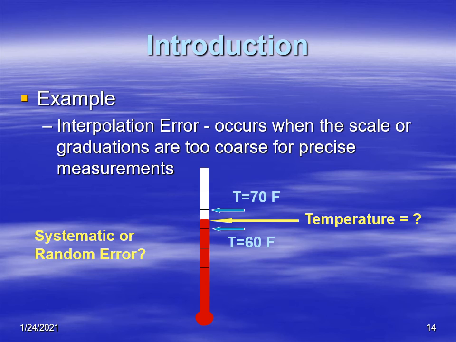Another example is interpolation error. We talked about this already. When the graduations on the scale or the display are too coarse for precise measurement, sometimes your estimate's going to be high, sometimes it's going to be low. So that would be more of random error. So those are the two different types of errors: systematic errors, random errors. In future videos, we're going to talk about how to handle systematic errors and also how to handle random errors.